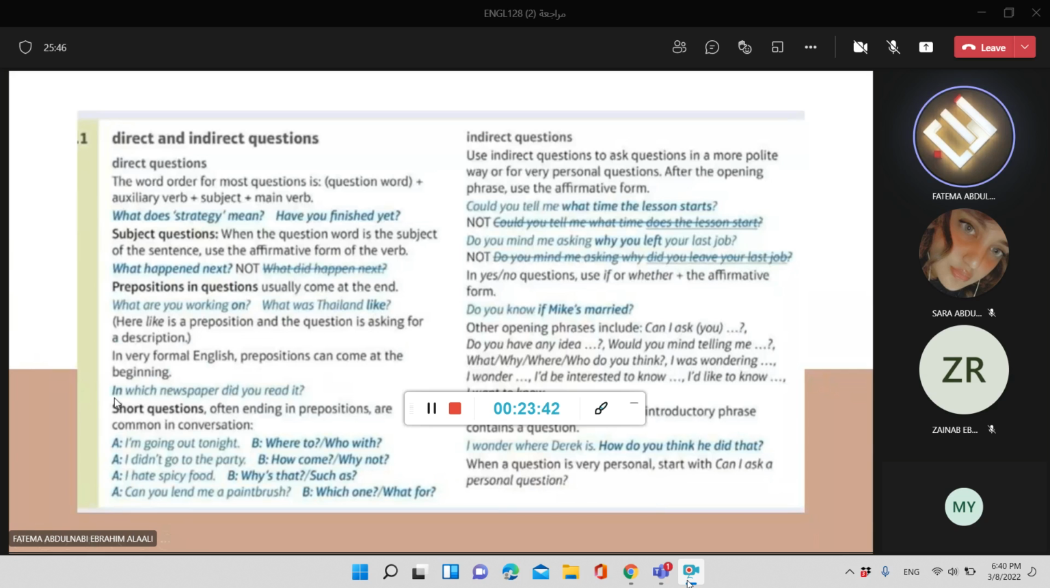Then we have short questions, often ending in prepositions, which are common in conversation. Like, I'm going out tonight, where to, how with, okay?